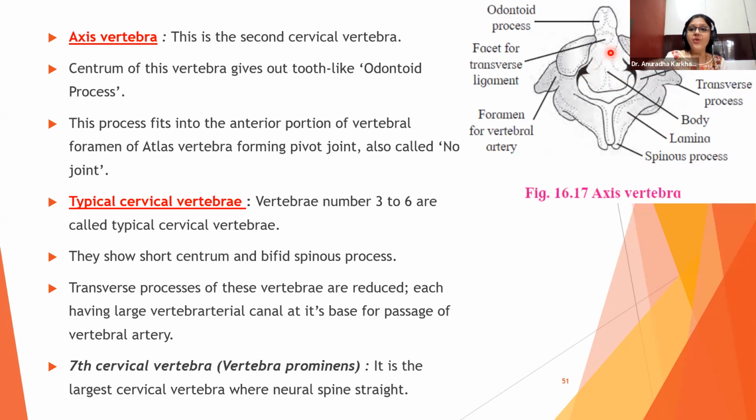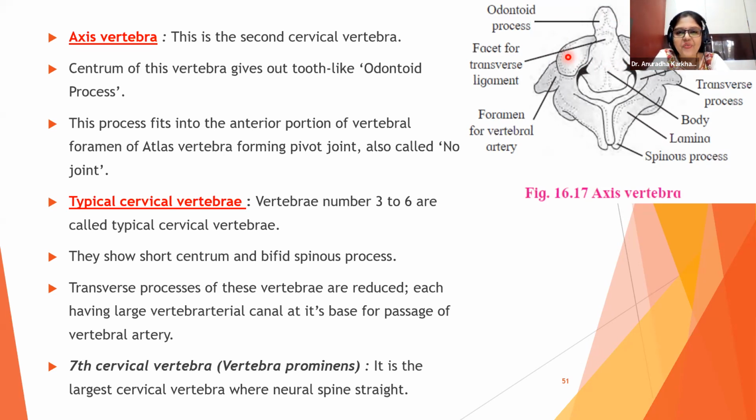Understood what has happened? Here at the odontoid process, if you look at this place, there will be the atlas vertebra. See, the facet for atlas. Here the atlas vertebra will sit, one on top of the other. So this is the atlas, this is the axis, and to fit the atlas perfectly on the axis there are going to be two facets. The process fits perfectly into the anterior portion of the vertebral foramen of the atlas vertebra, forming a pivot joint, which is also called a no joint.